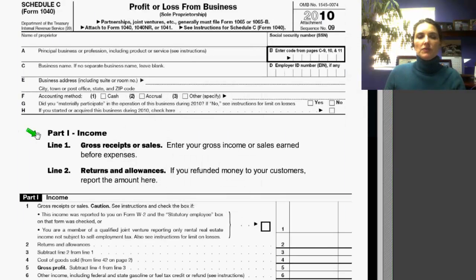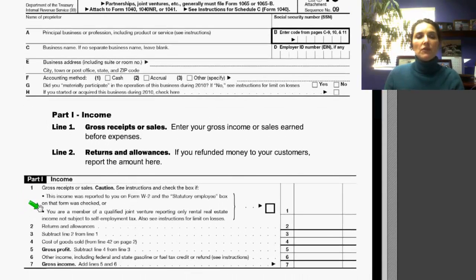So moving down to the next part of Schedule C, we're going to take a look at Part 1. In Part 1, the first line we come to is Line 1, Gross Receipts or Sales. On this line, you should enter your gross income or sales earned before expenses. It says, caution, see instructions and check the box if this income was reported to you on Form W-2 and the statutory employee box on that form was checked, or you are a member of a qualified joint venture reporting only rental real estate income not subject to self-employment tax. Also see instructions for a limit on losses.